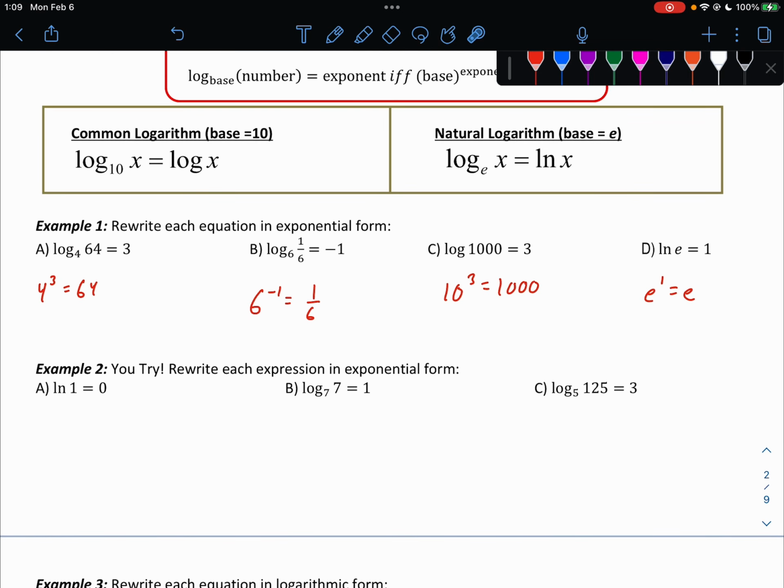So pause the video here and try example 2 on your own. I'll put the answers in about 5 seconds after you pause it, and then unpause it when you're ready.